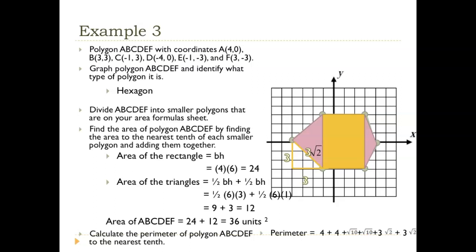So the perimeter would be 4 plus 4. Now you can do the same thing with the triangle on the other side, 3 squared plus 1 squared, and you end up with square root of 10. So square root of 10 plus square root of 10 plus 3 root 2 plus 3 root 2. And that gives us that the perimeter is 8 plus 2 root 10 plus 6 root 2. And that's equal to about 22.8 units.